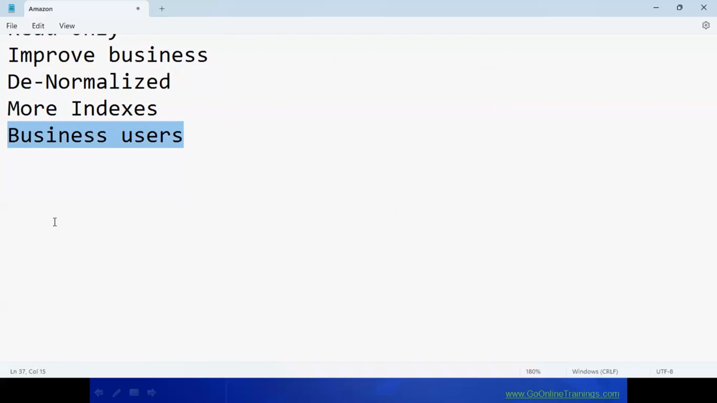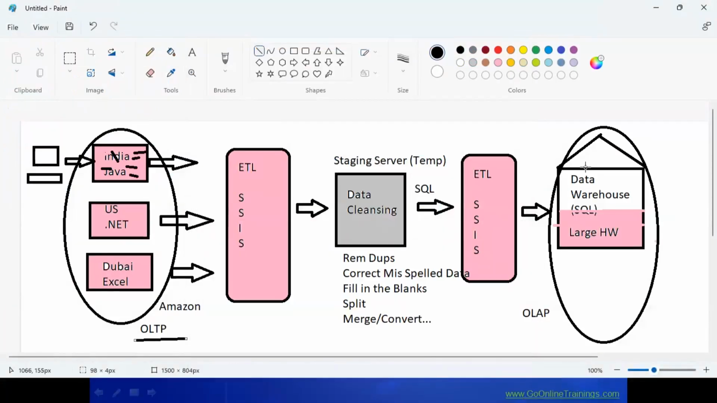So I am connected to Amazon.com. I'm an end user. I'm buying the product. Clear? End users are different from business users. All the data is going to come. All the vegetables are kept in the fridge. But what do you have to do? You have to cook the vegetables, right? You need to process the vegetables. Then only you can get good food.